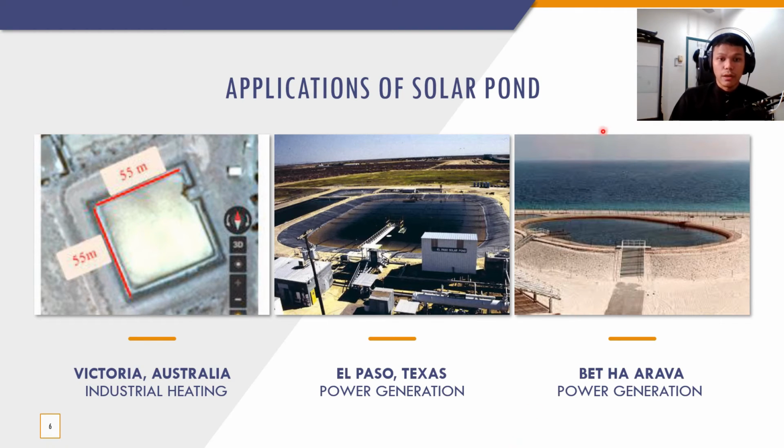The picture on the far right is one of the largest solar ponds in the world, located in Beth Arava, an Israeli settlement. The solar pond has an area over 200,000 square meters and it aims to produce around 5 megawatts of power.